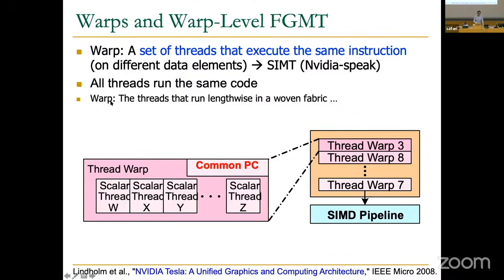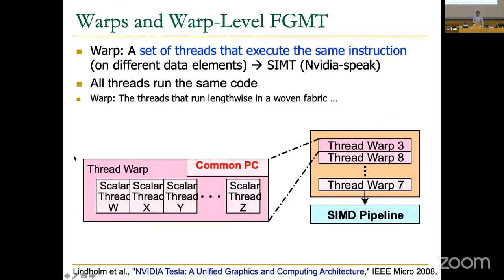Why is it called a warp? Because in English, warp is a term from manufacturing of fabric, like weaving this shirt, for example. These are the threads that run lengthwise in a woven fabric. So they decided that these are the threads, and each of them executes the same thing. Basically, when you're weaving this, all of the threads are doing the same thing, right? That's the analogy. That's why they call it the warp.